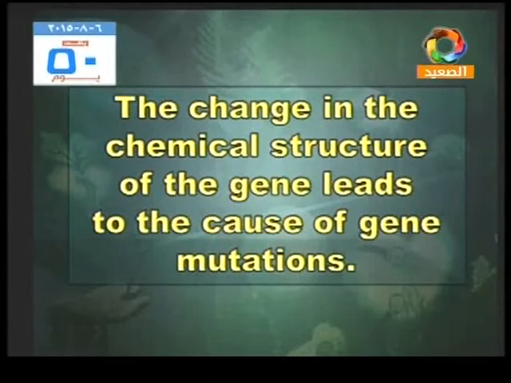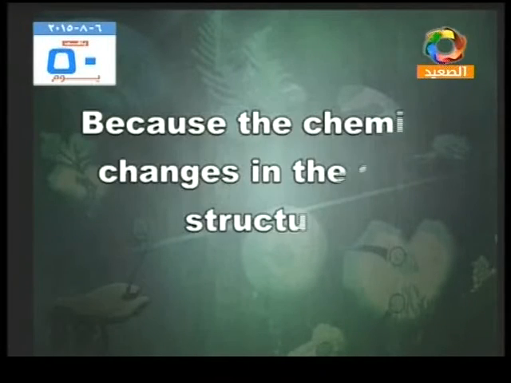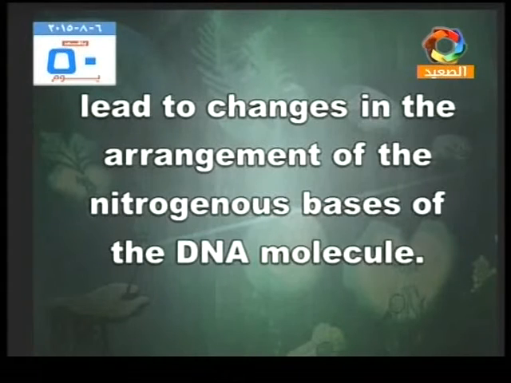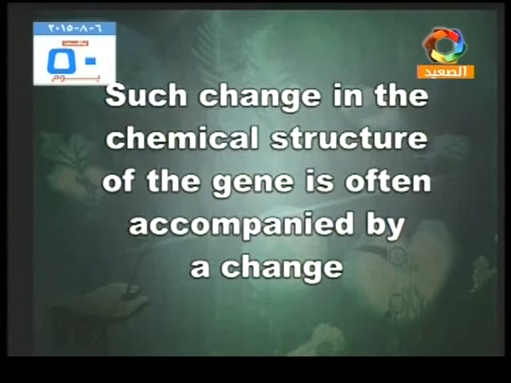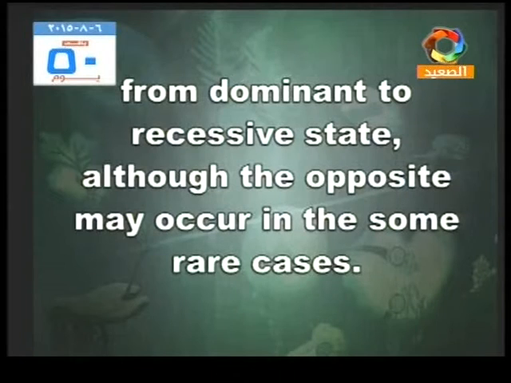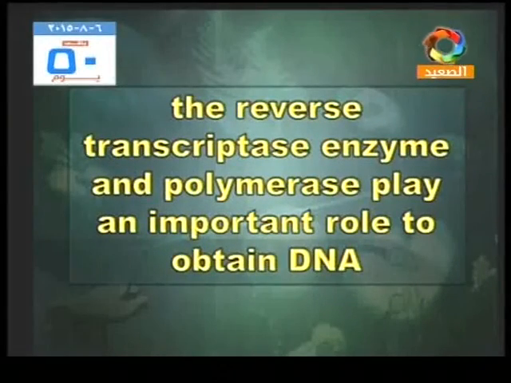Number 2, the change in the chemical structure of the gene leads to gene mutation. Because the chemical change in the gene structure leads to changes in the arrangement of the nitrogenous bases of the DNA molecule. These changes finally lead to the production of different enzymes, which would in turn develop a new trait. Such a change in the chemical structure of a gene is often accompanied by a change from dominant to recessive state, although the opposite may occur in some rare cases.